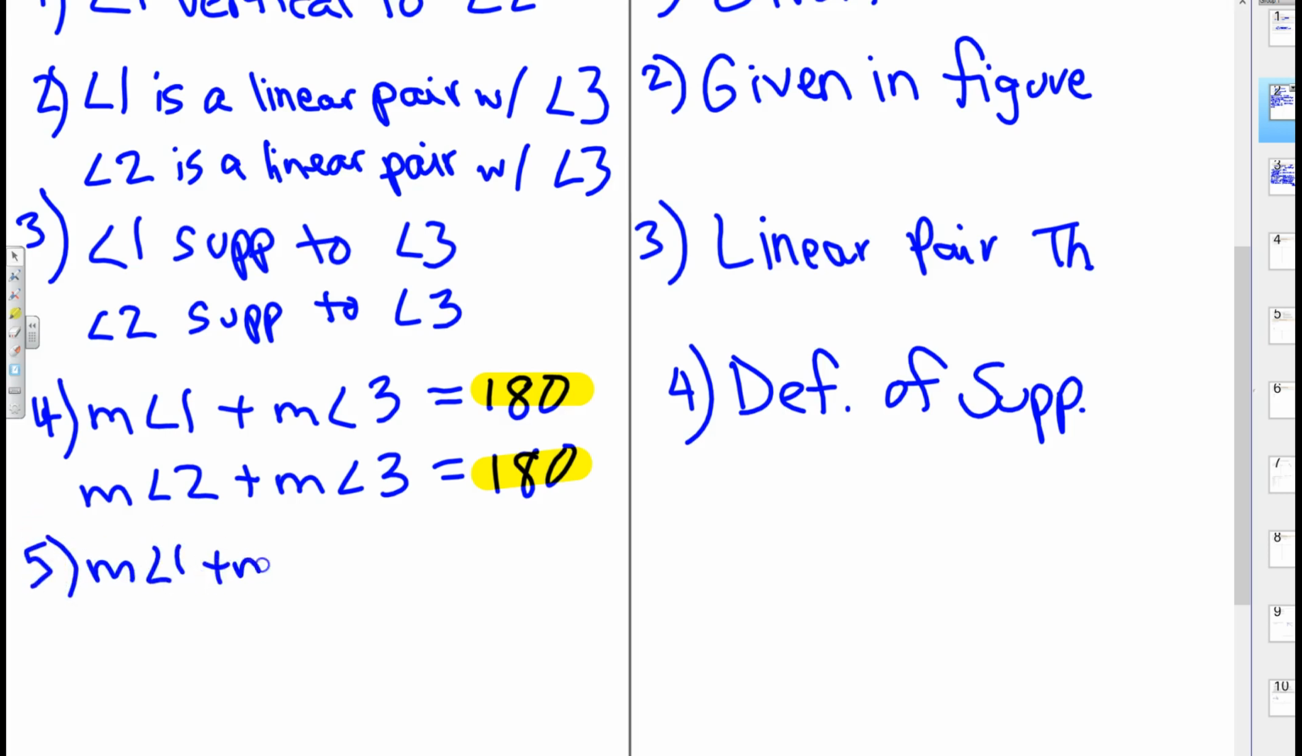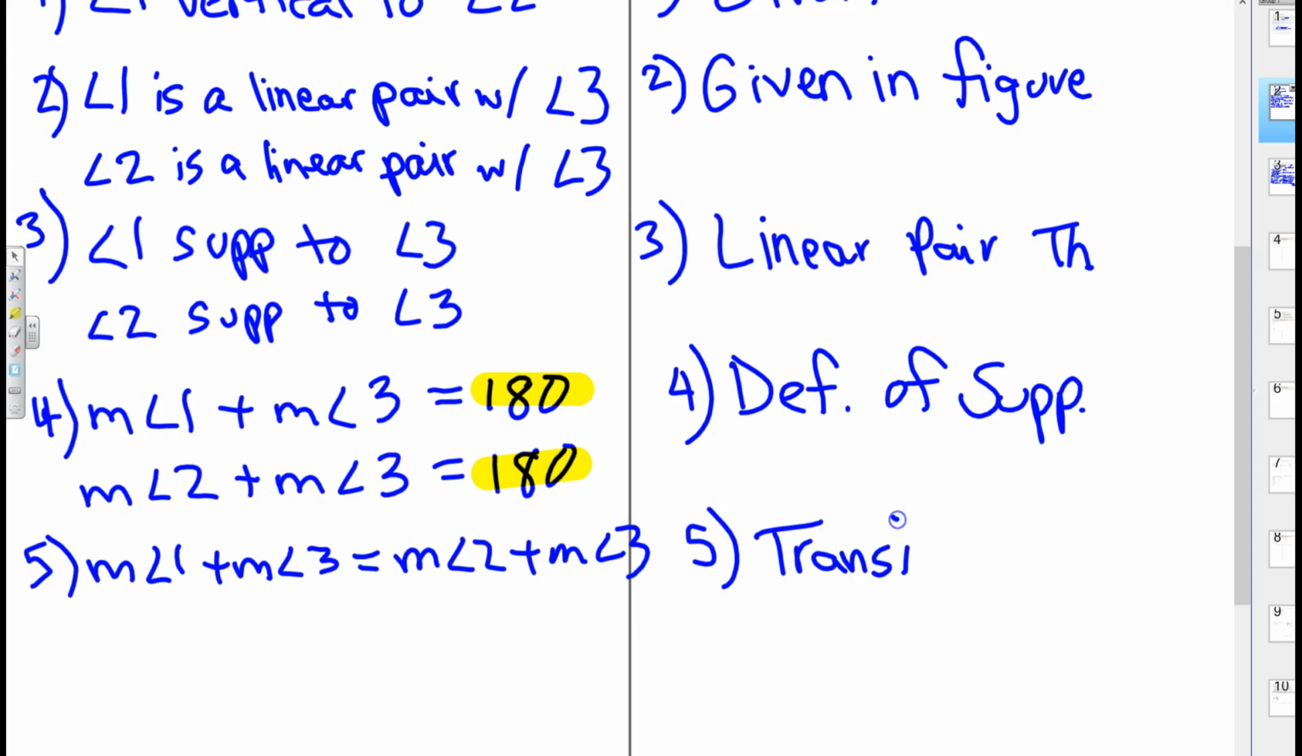Measure of angle 1 plus the measure of angle 3 equals the measure of angle 2 plus the measure of angle 3. And the reason we're able to do that, that's the transitive property, right? Two things equal the same thing, and they equal each other. Transitive property of equality, because we've got an equal sign.